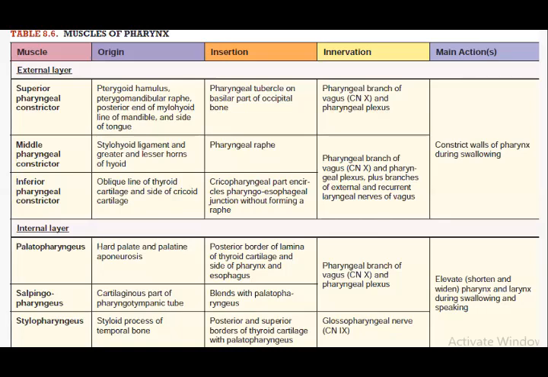Internal layer अभी आपको दिखाई, palatopharyngeus, hard palate से अराइज करता है, aponeurosis of the hard palate, हार्ड एंड सॉफ्ट पैलेट आप कर चुके होंगे. So this is the palate, on the sides of the pharynx and on the posterior lamina of the thyroid cartilage, ये वहाँ पे जाता है. Salpingopharyngeus आपको दिखाया था, cartilaginous part of the pharyngotympanic tube. It actually opens the eustachian tube or the pharyngotympanic tube. ठीक है.